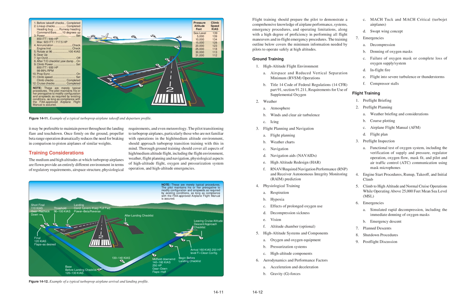It may be preferable to maintain power throughout the landing flare and touchdown. Once firmly on the ground, propeller beta range operation dramatically reduces the need for braking in comparison to piston airplanes of similar weights. Training considerations: the medium and high altitudes at which turboprop airplanes are flown provide an entirely different environment in terms of regulatory requirements, airspace structure, physiological requirements, and even meteorology.